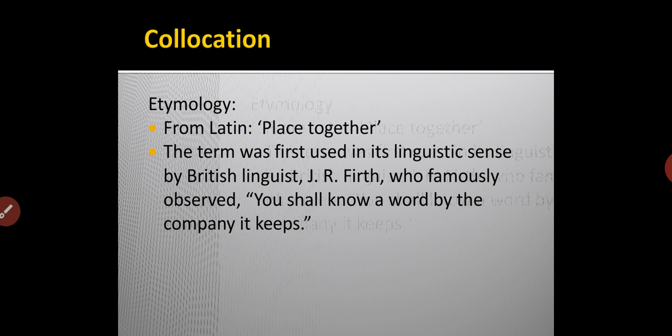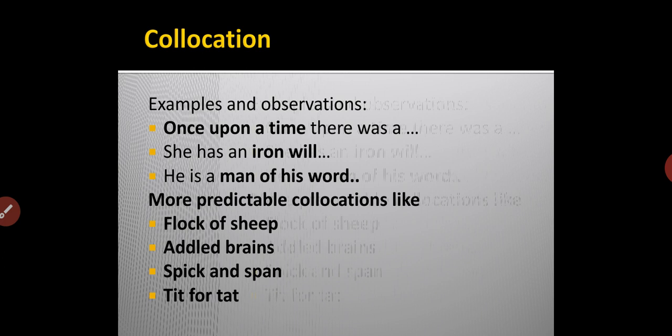So, see, the etymology of collocation comes from place together. Okay, from Latin, as in location. Location would be place. Collocate would mean co-locate, as in bring together to one place. The term was first used in its linguistic sense by British linguist Firth, who famously observed, "You shall know a word by the company it keeps." It's a very prosaic way of saying that you can understand a word by what it is associated with, right? No word exists in a vacuum, right?